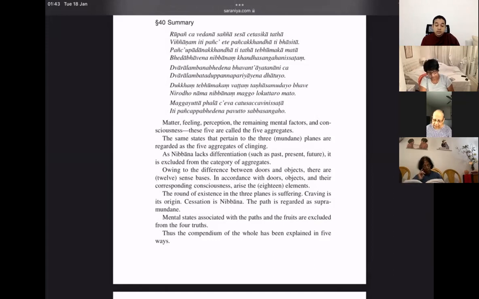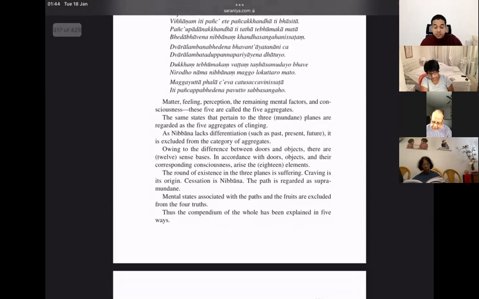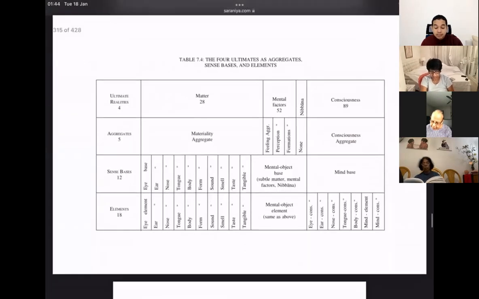aggregates. Owing to the difference between those and objects, there are 12 sense bases in accordance with those objects, and there are corresponding consciousnesses that arise, the 18 elements. So meaning the mind base is divided, that seven more is added there, right? The round of existence, when we take the elements, they are displayed in that way because each has its own intrinsic function, right?